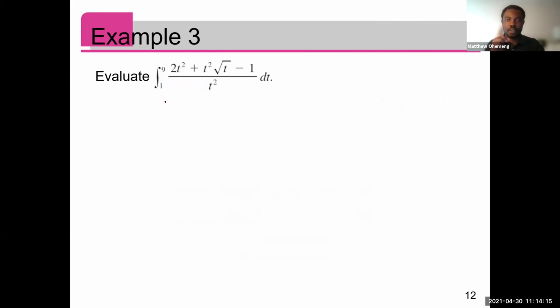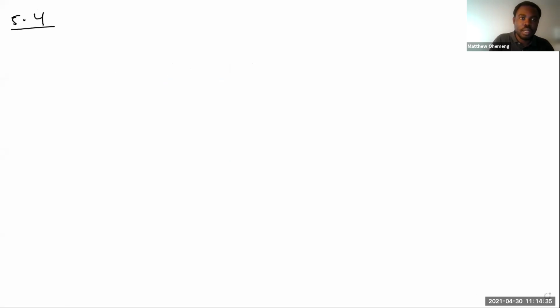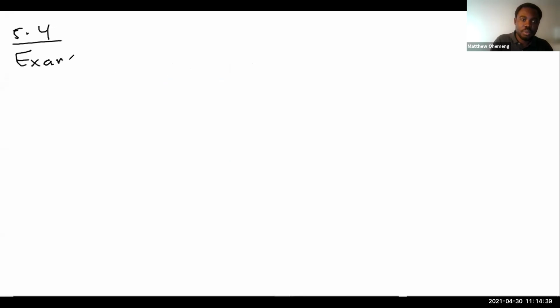For this one, we have to be cautious. This question is not asking about the indefinite integral. This is a definite integral. For this one, I'll do it on a whiteboard since it has the solution here. So let's proceed to the whiteboard. You're on 5.4, and you're looking at example 3. Example 3 on slides.